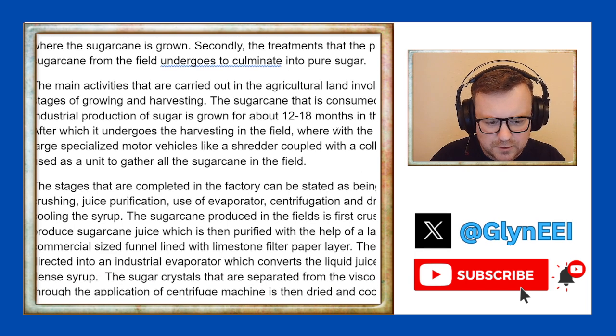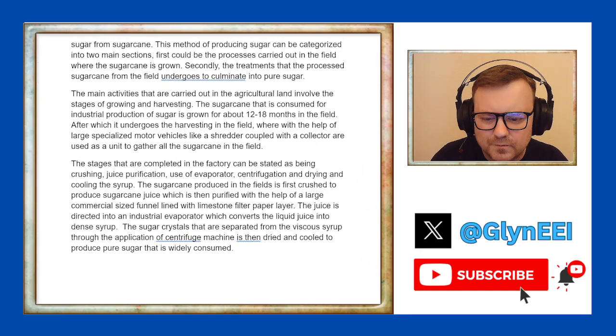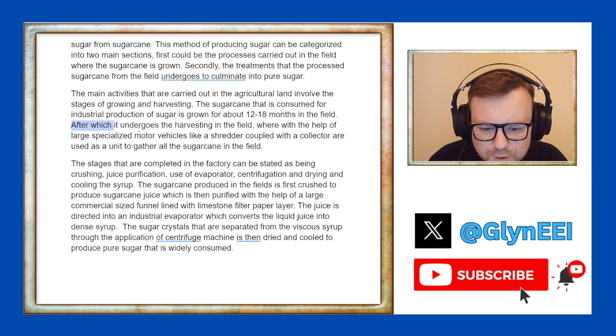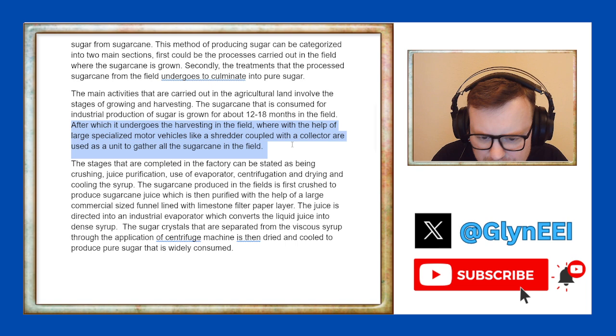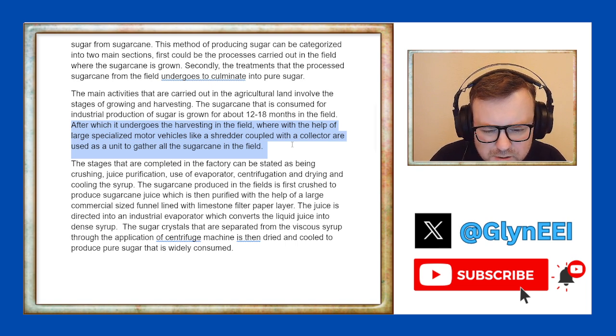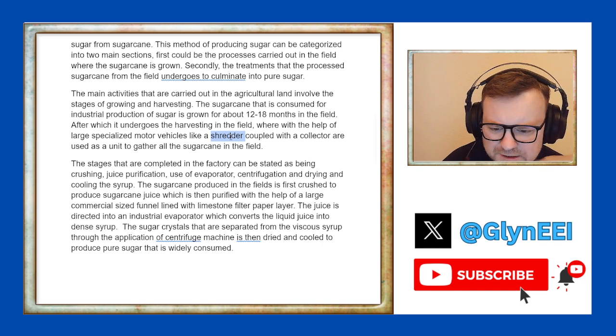Where with the help of large specialized motor vehicles like a shredder coupled with a collector are used as a... Okay, let's reread this sentence. So after which it undergoes the harvesting in the field, where with the help of large specialized motor vehicles like a shredder. I don't know, is a shredder really an agricultural vehicle? I don't know. Coupled with a collector are used as a unit to gather all the sugarcane in the field.